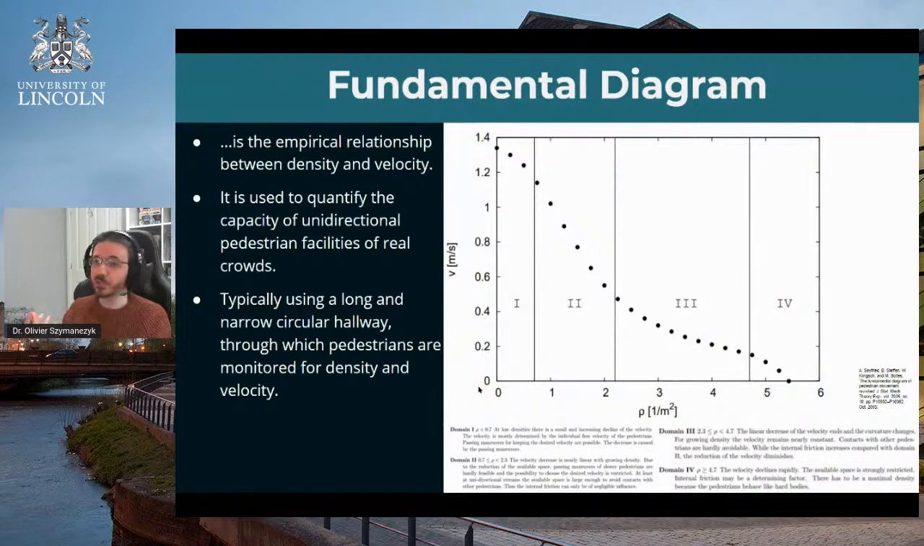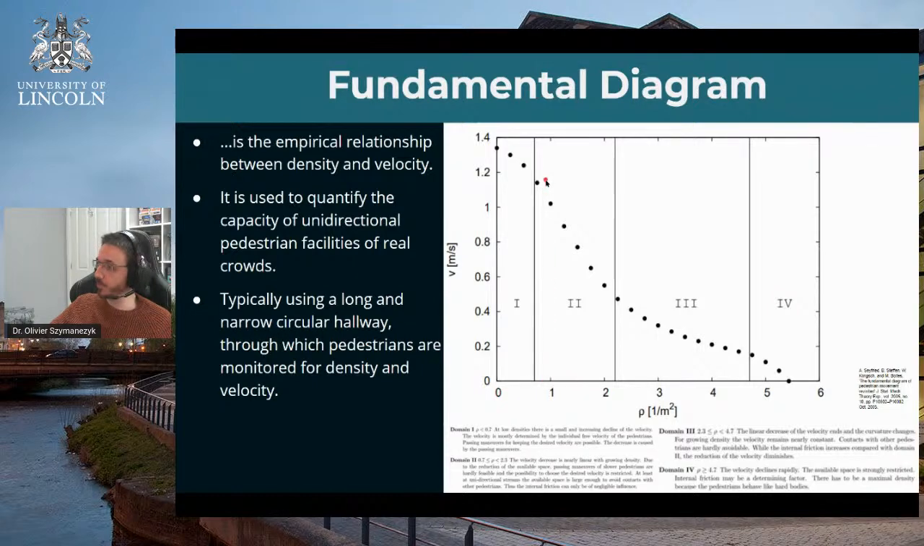One of the approaches that has been used, one of the data that has been gathered out of real crowds, is something called a fundamental diagram. I've got one here. On one axis, I've got the velocity in meters per second of individuals. And here we've got the density, so basically how many individuals there are per square meter. This is what it's saying.